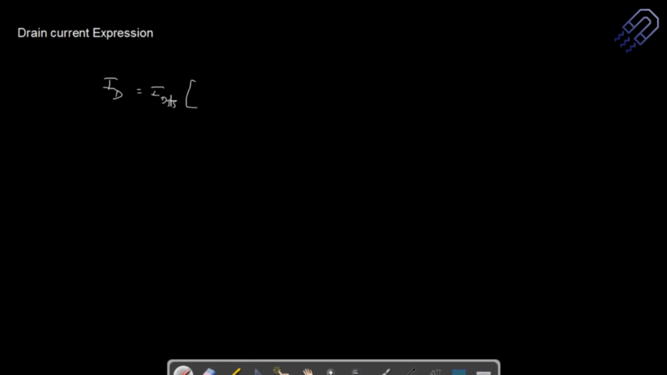The relation looks something like this. ID, which is the drain current, is IDSS. At this point, when we talk about IDSS, we are talking about a condition where the drain current is completely cut off. That's important. 1 minus VGS divided by VGS off, all squared. Now this is the relation. So what are the terms here?